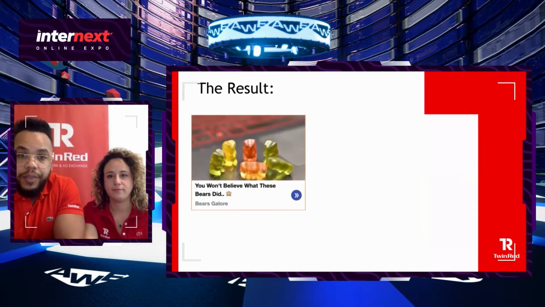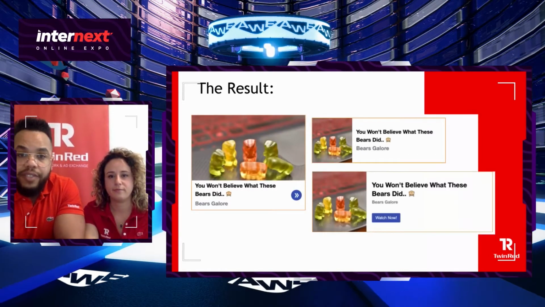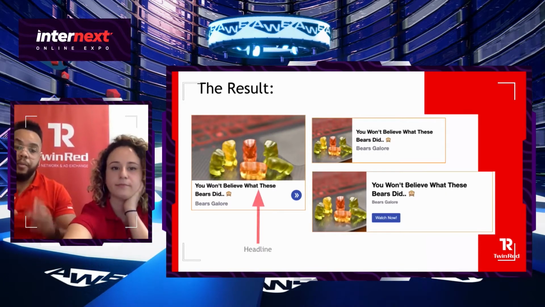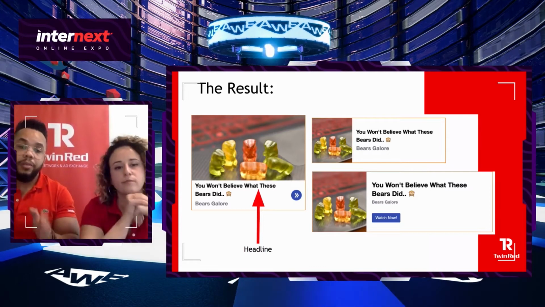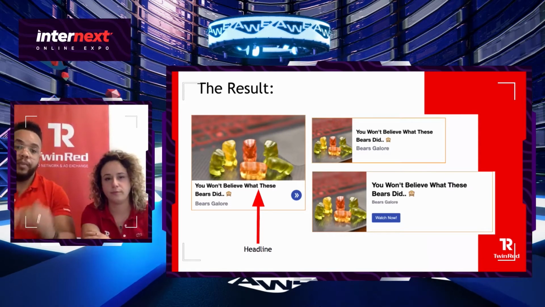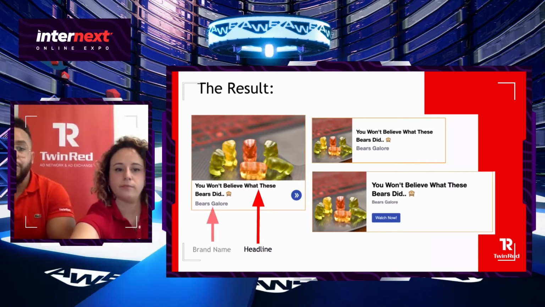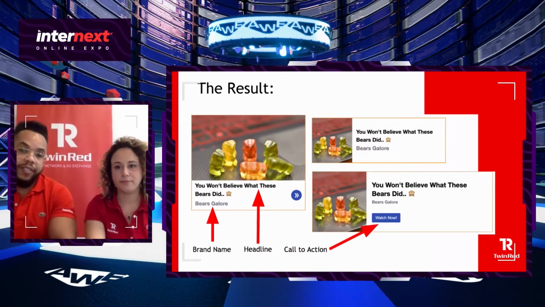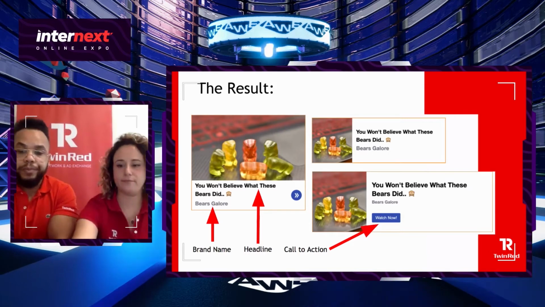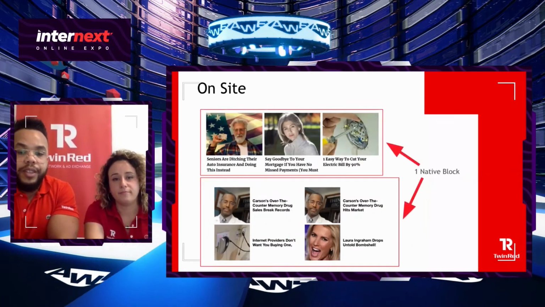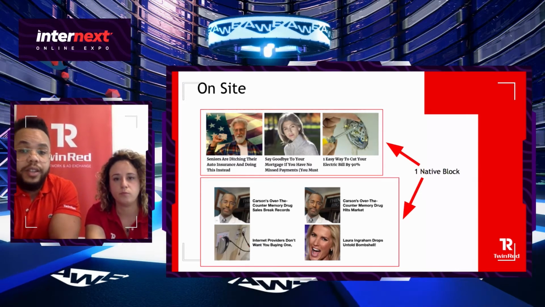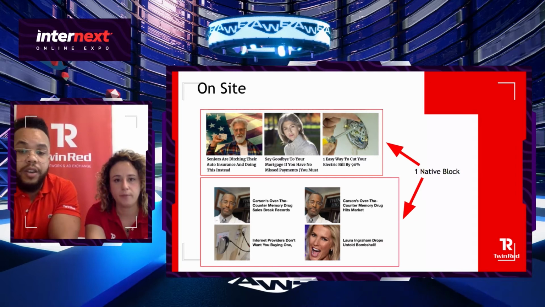So the result, here you have different examples of native ads. As you can see, they come in different formats because it depends on the publisher's site to set the sizes. So that's why they look different depending on where they're positioned or integrated on a website. So there you have the brand name, the headline, and then call to action. And then on the site, these are two different blocks. These are the native blocks, and this is how they look on a website.